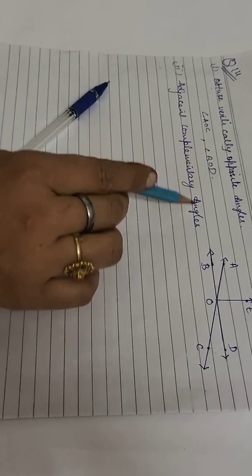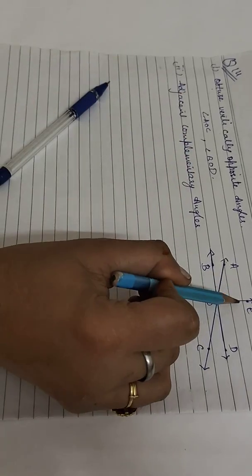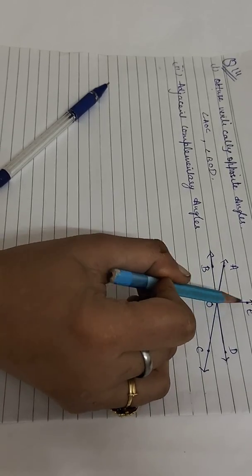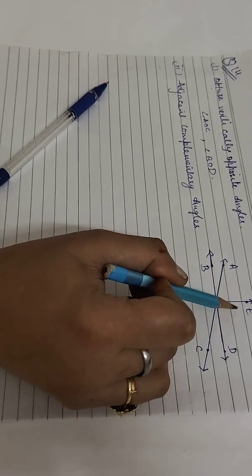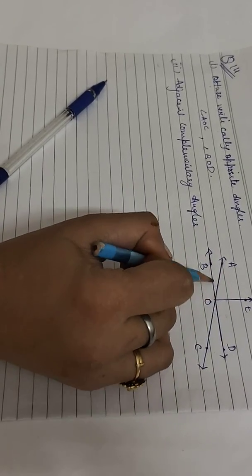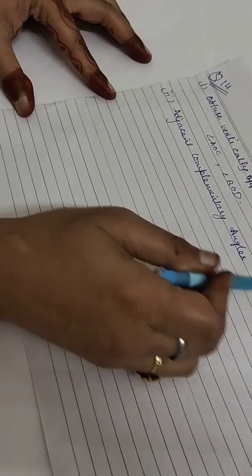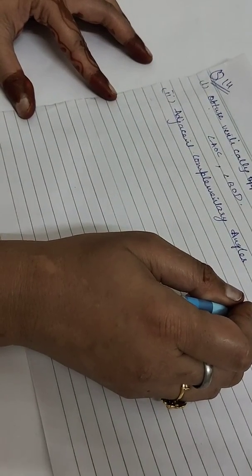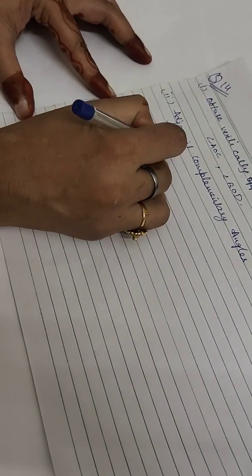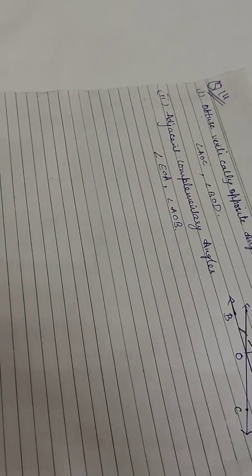For this part, adjacent complementary angles means the sum should be 90. Here this is a 90 degree angle, but there is no partition, so it cannot be adjacent complementary. But on this side, you can see this is a 90 degree angle and there is a partition also, so this and this angle are adjacent angles. So we can write here adjacent complementary, they are complementary and adjacent also. So what can be the names? Angle EOA and angle AOB. So these are adjacent complementary angles.